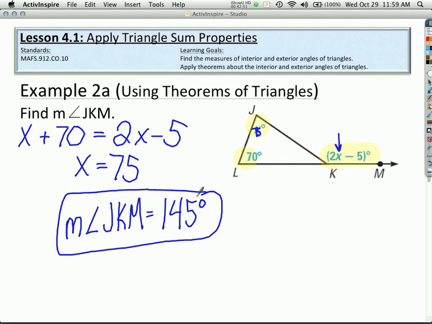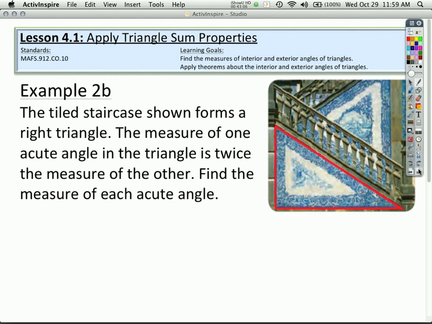Any comments or questions on how we did that? So you got to know your theorems. Got to know how it works. I also told you that you were going to have to prove this theorem as part of your homework. Very important. But we'll get back to that later. All right, part B.